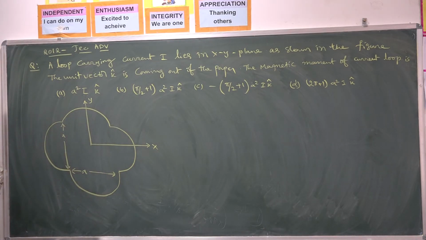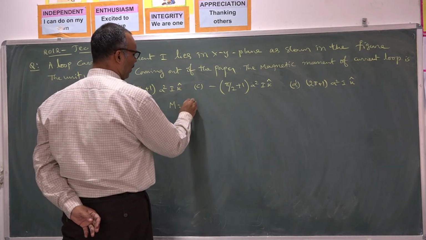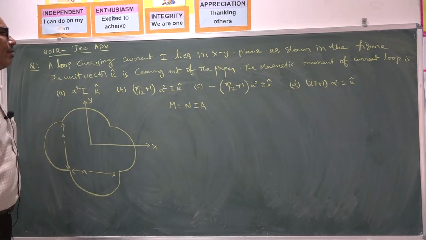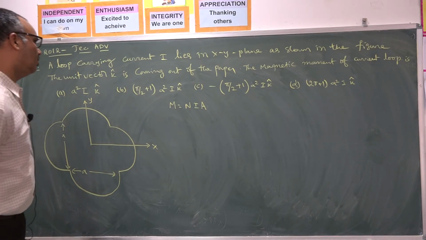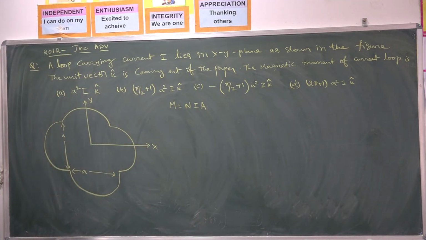You know that magnetic moment is given by NIA: number of turns in the coil into strength of the current passing through the coil into area of the coil. This concept should be applied here to find the solution. Let us solve the question.